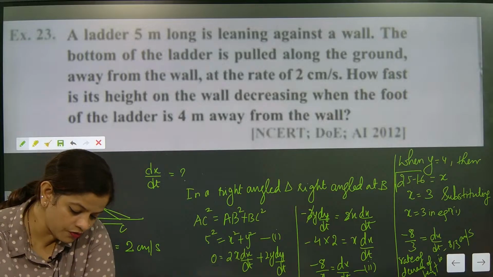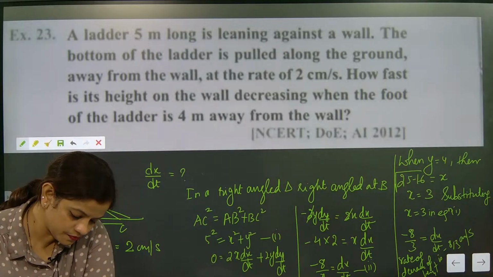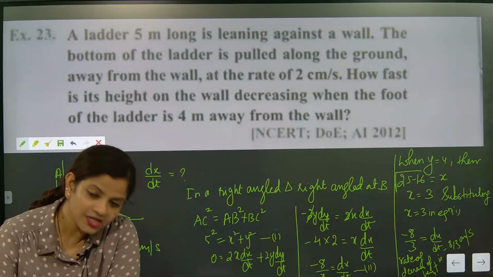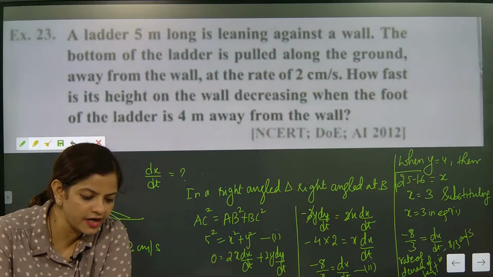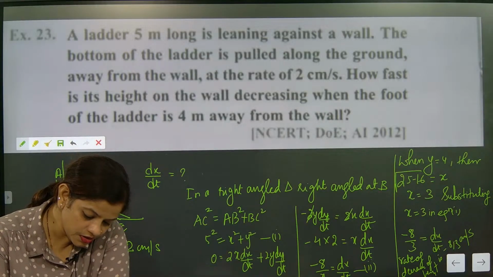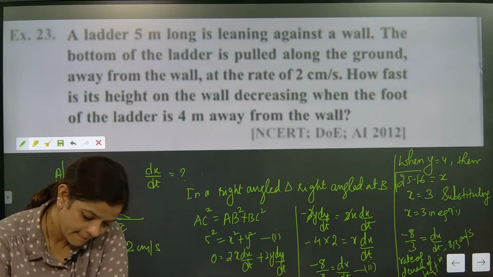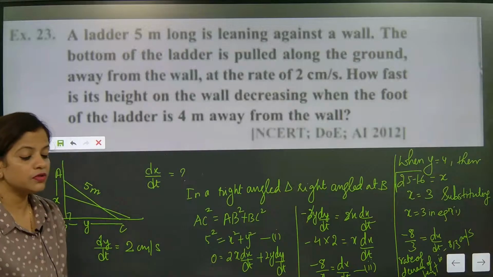Is it done? We'll go for the next question. Shall we go for the next question, please? Children, kindly start doing the next question.